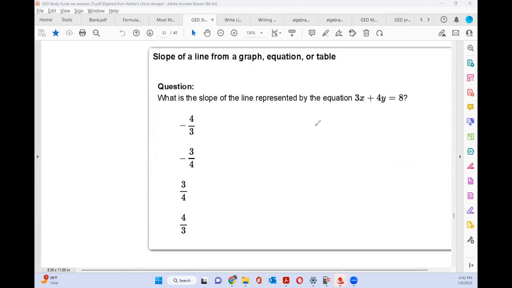This is standard form. My A is what? 3. My B is what? 4. My C is what? 8. To find the slope, it's -A over B. What's -A? -3. And what's B? 4. So my slope is what? -3/4. Look, that's 15 seconds.